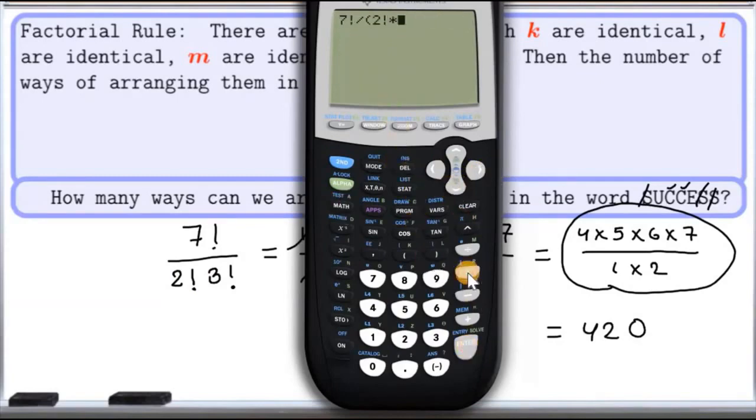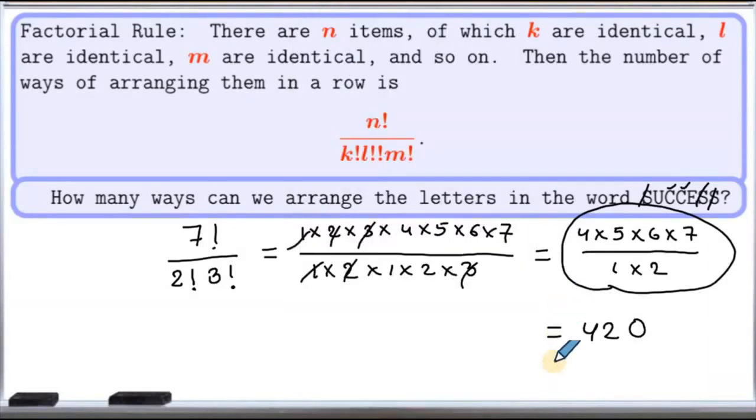Now punch in times, because then we need 3 factorial. So type in 3, then go to math, go to probability, then go to number 4, then hit enter. Now close your parentheses, then hit enter. So that gives us 420. So here we can arrange the letters in the word success in 420 many ways.